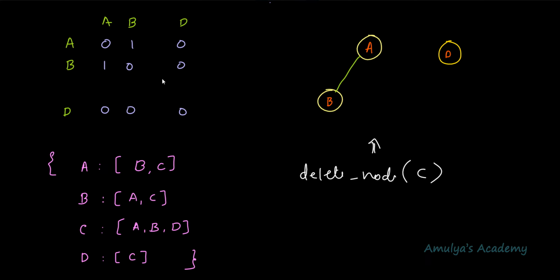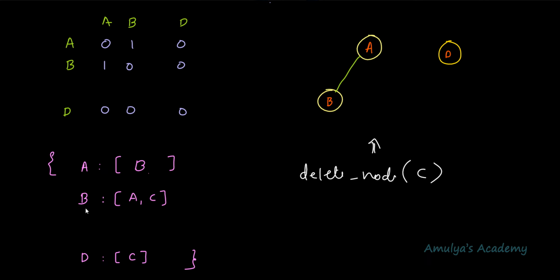Next, let's see what changes we need to do in the adjacency list representation. For the adjacency list representation, we'll use dictionary. Now here we deleted C. That's why first I need to delete this key and value pair. Next, I need to check values of all the keys. We need to check whether node C is present in the adjacency list of all the nodes. For example, here you can see first I need to check the value of key A, and here C is present, so I need to delete that.